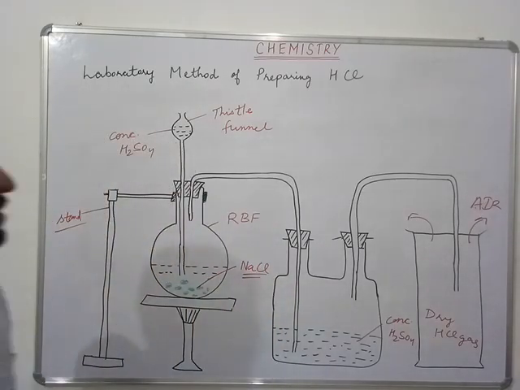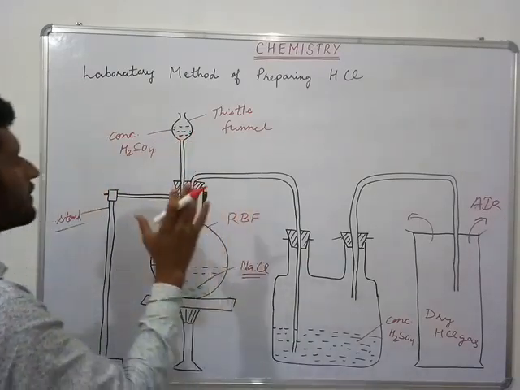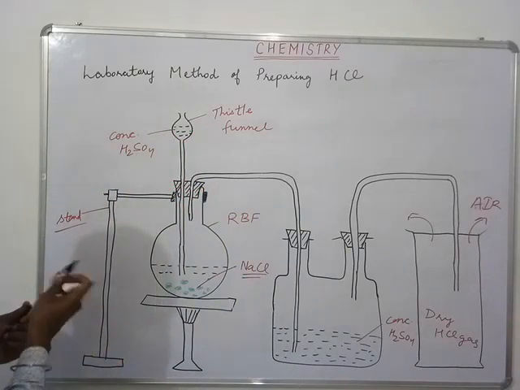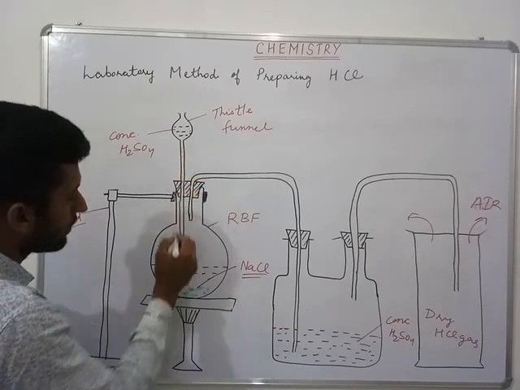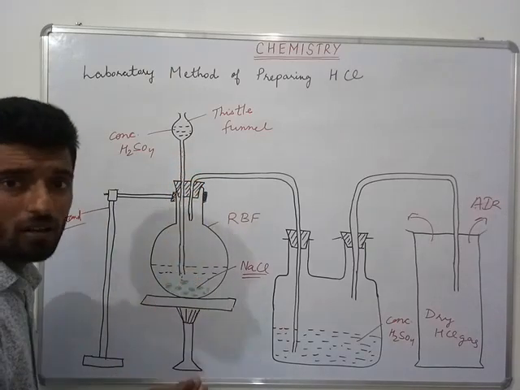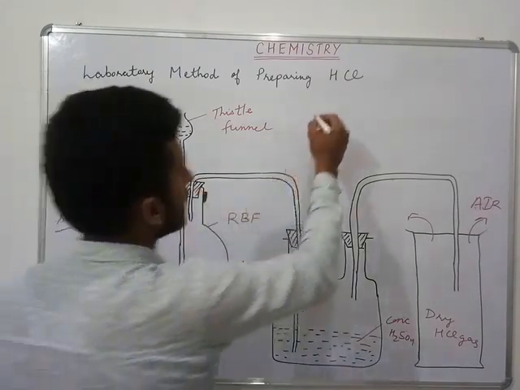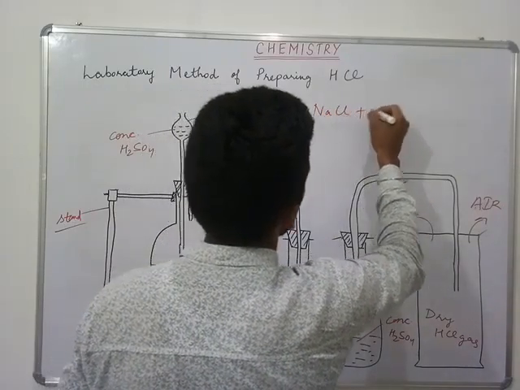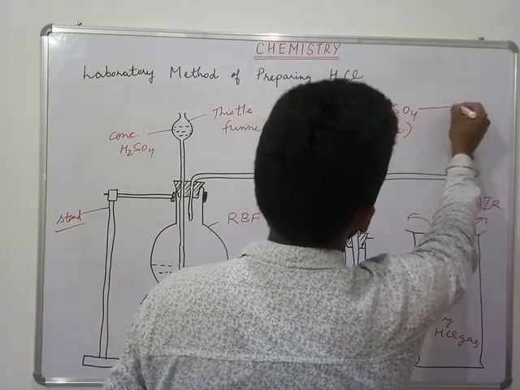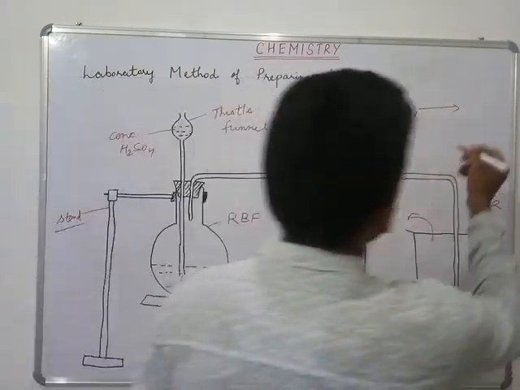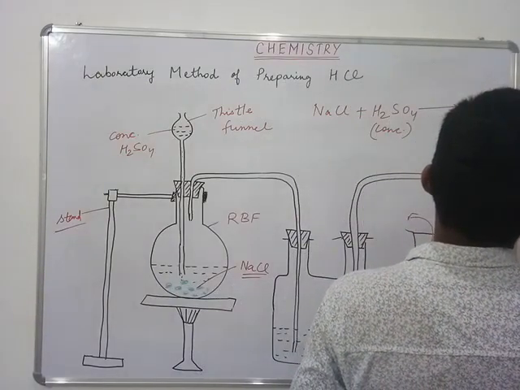Now how this process is carried out, you have to understand very carefully. Concentrated sulfuric acid, which has very little water, is taken in the thistle funnel and added slowly, dropwise, from the upper part, and from the lower end it is heated. When sodium chloride and the sulfuric acid from the thistle funnel are brought in contact and a slow amount of heat is given, what happens? There is formation of sodium bisulfate along with HCl.